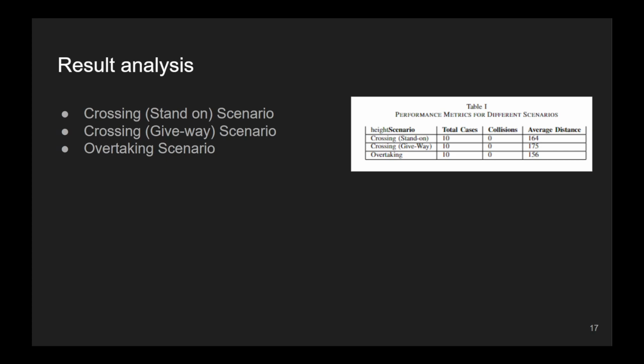In this table, we can see that we ran the model 10 times for each scenario and the own ship never collides with the target ship. Also, the third column describes the lowest average distance between the own ship and the target ship.